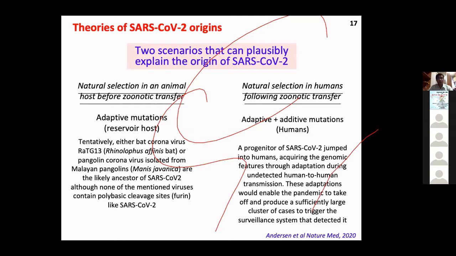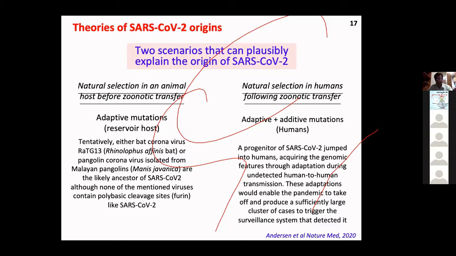The third possibility is a combination of both these possibilities, where half of the adaptation happened in the reservoir host, the virus jumped to humans, and then gained full adaptation and additive mutations. And then the virus gained the property of such a huge transmission potential. That is, the virus became extremely contagious. So these are the two possibilities, and that's the third one.